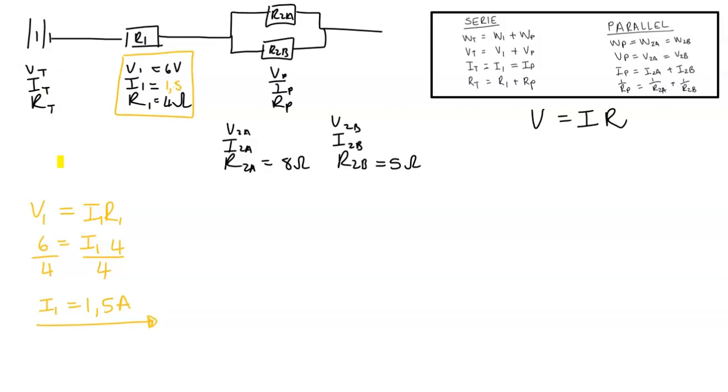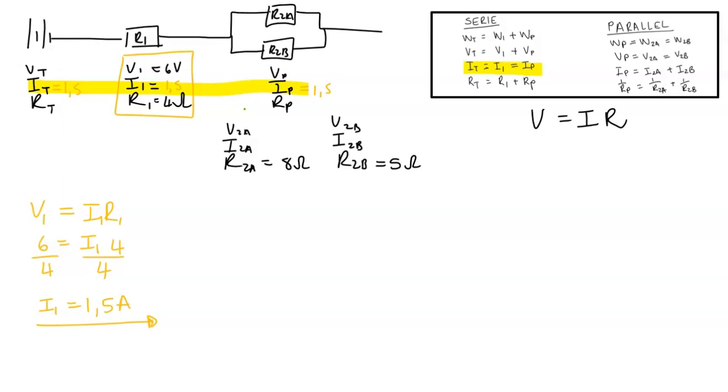Now, if you did the previous video with me, you would remember that in the main circuit, in the series circuit, all the I values are the same. And because I have this 1.5, I can add the 1.5 there, and I can add the 1.5 there. Okay, does that make sense? Easy, right?